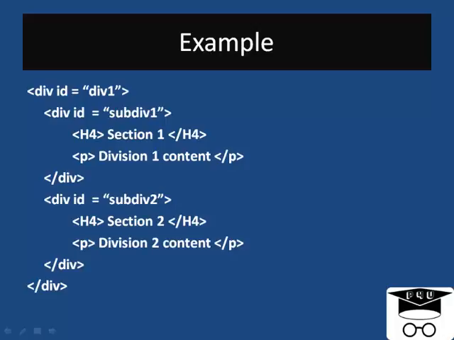Now in this example, divisions are created. This is division 1 and this is division 2, right? So there are two divisions and there is a third division. This division, div1, is the main division, that is a container in which all other elements are kept. Now when you use the division tag in an HTML document, it creates different sections or different parts of an HTML document.